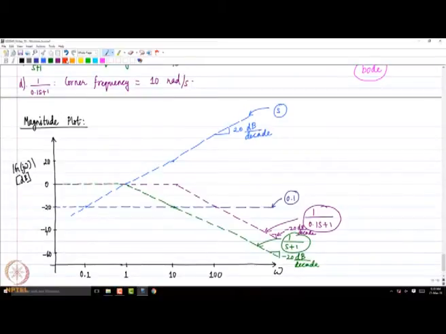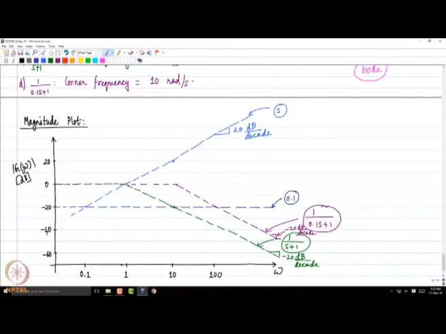So, what will happen? I have this plot for this s term, which essentially is a straight line with a slope of plus 20 decibels per decade, but that is going to be shifted down by minus 20 decibels. Why? Because I have the factor of 0.1. So, let me start by plotting the Bode plot till the corner frequency of 1.